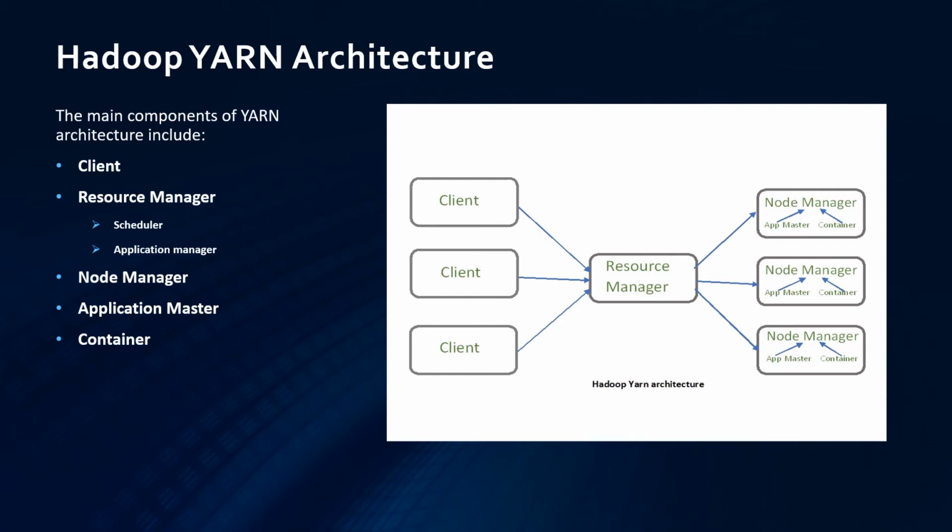The application master. An application is a single job submitted to a framework. The application master is responsible for negotiating resources with the resource manager, tracking the status and monitoring progress of a single application. The application master requests the container from the node manager by sending a container launch context, which includes everything an application needs to run. Once the application is started, it sends the health report to the resource manager from time to time.